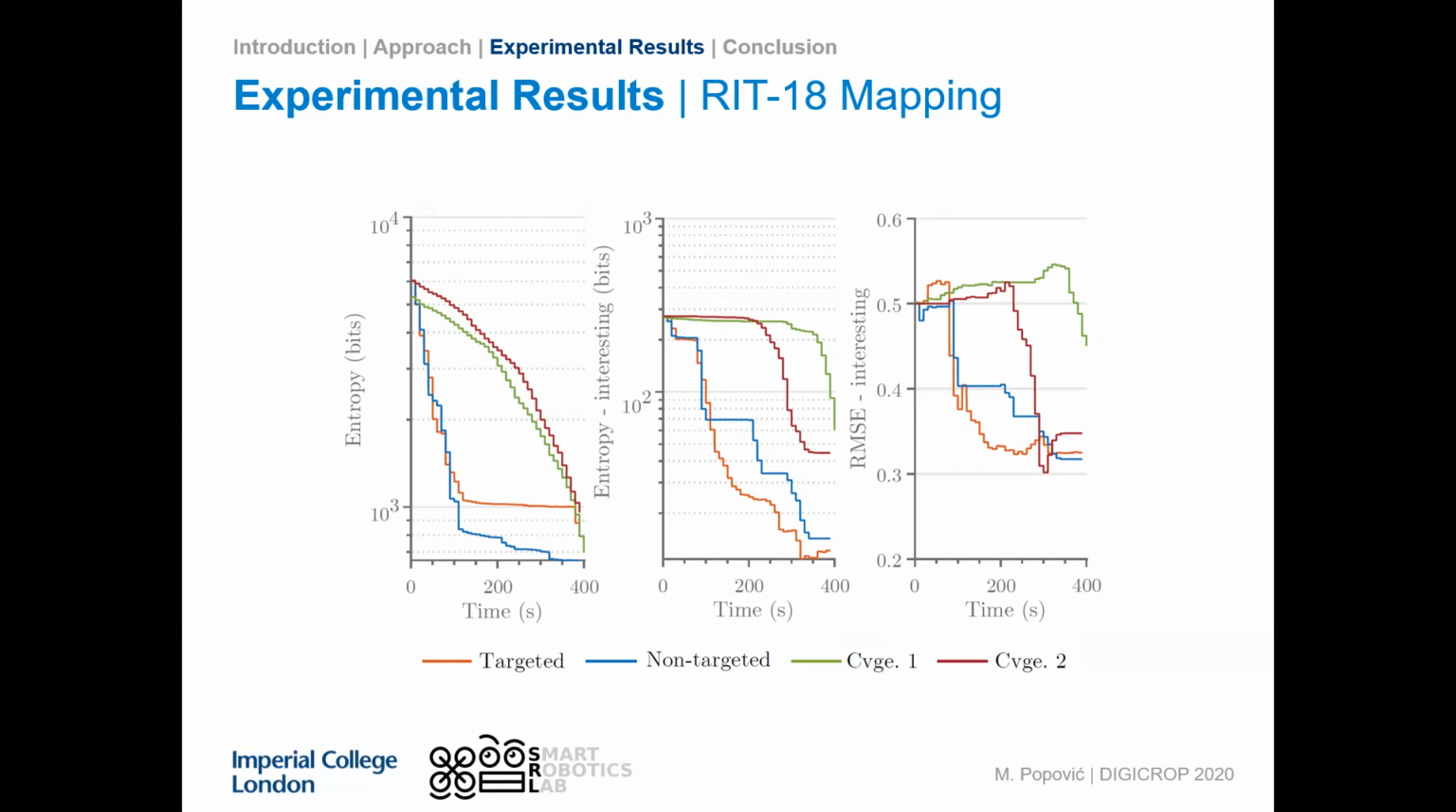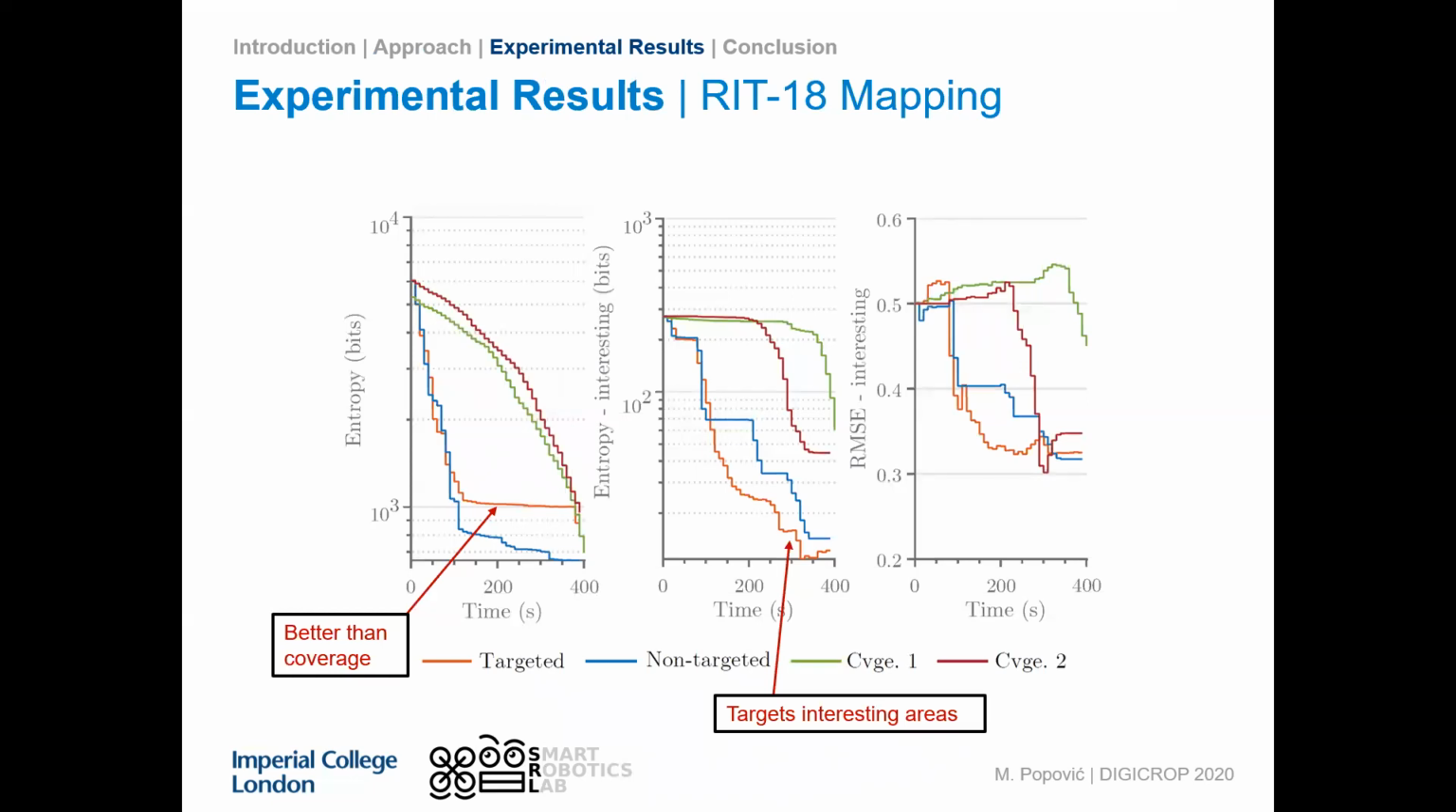There are 2 key points to take away. First, as before, our approach reduces uncertainty much faster than coverage. Second, we showed that our planner can adaptively focus on interesting areas to improve mapping much quicker in these targets. This general property is very relevant for any scenario where a particular class on the terrain needs to be found.